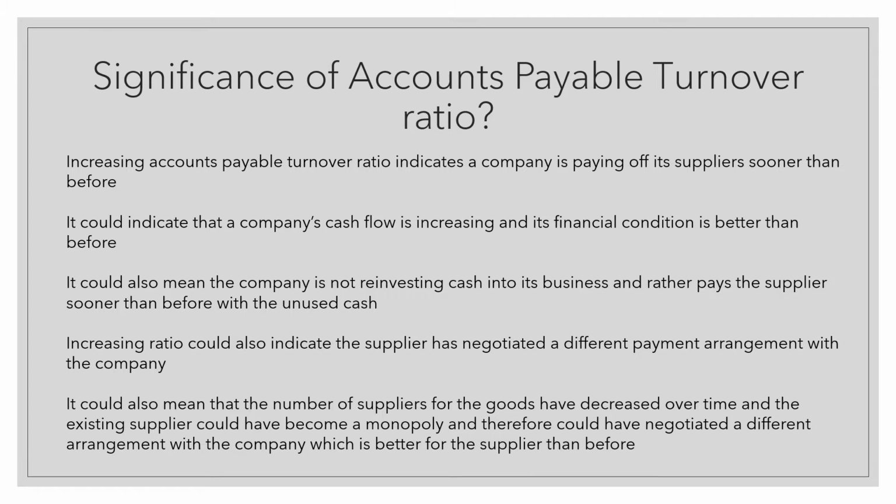An increasing ratio could also indicate that the supplier has negotiated a different payment arrangement with the company. It could also mean that the number of suppliers for the goods has decreased over time and the existing supplier could have become a monopoly and therefore could have negotiated a different arrangement with the company which is better for the supplier than before.